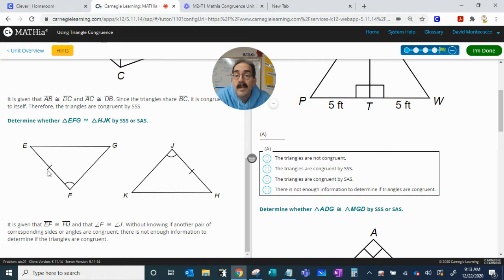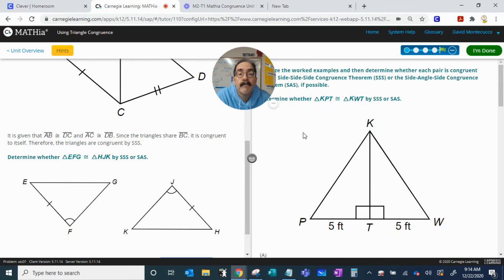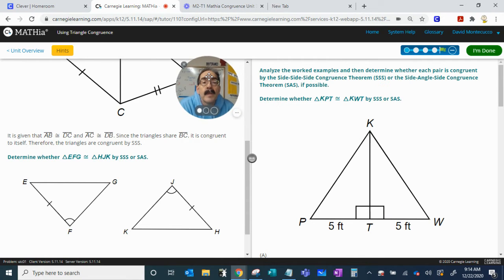Now this one, side, angle, there's not enough information to determine. Okay, so let's get started here.